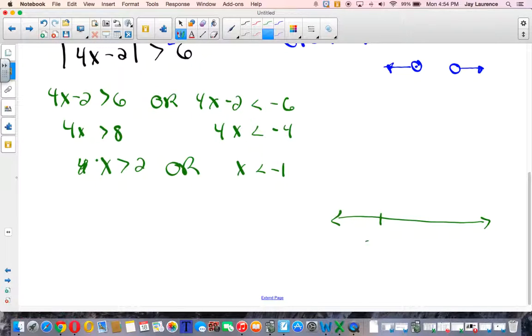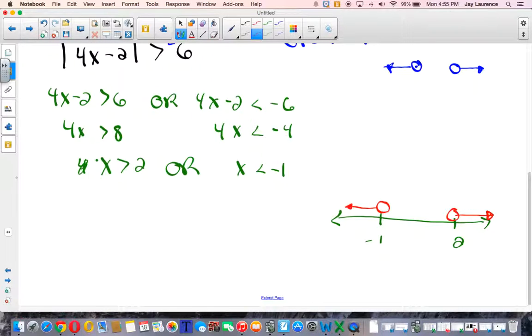So I need a -1. I need a 2. I'm going to have open points because notice the word equals never was said. Absolute value of 4x minus 2 is greater than 6. X is greater than 2 or x is less than -1. Never said equals. All right, so where are the numbers greater than 2? They are to the right of 2. Where are the numbers less than -1? They're to the left of -1 on the number line.